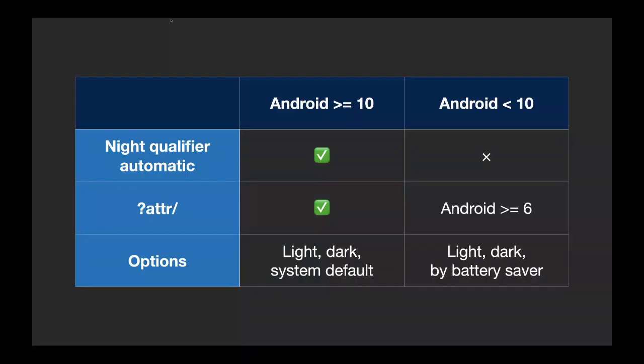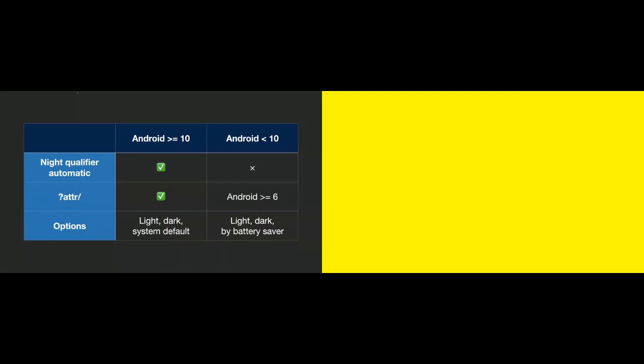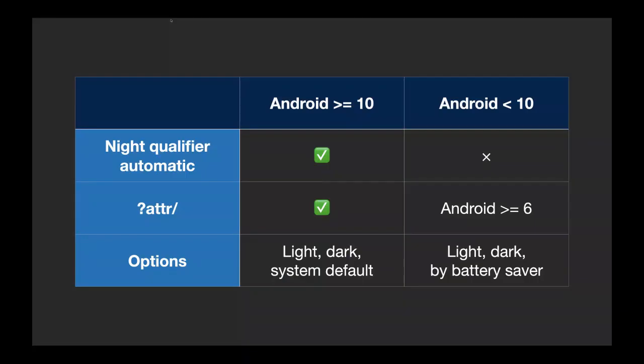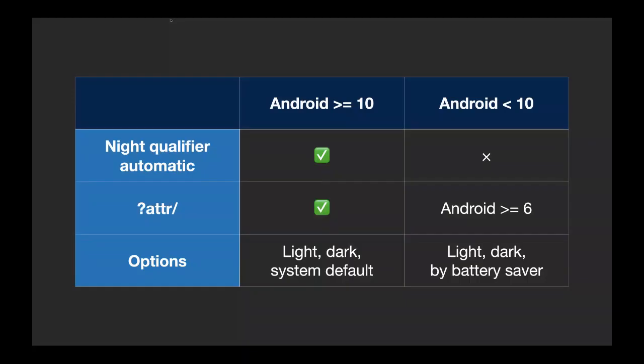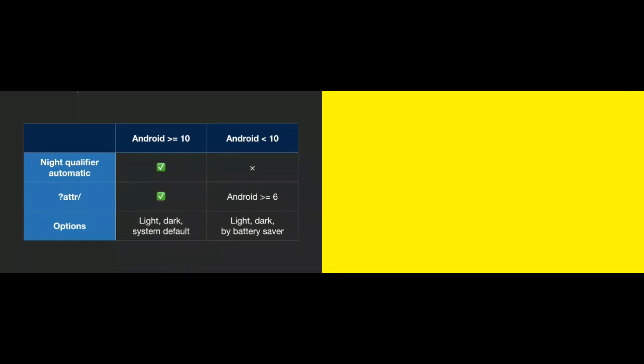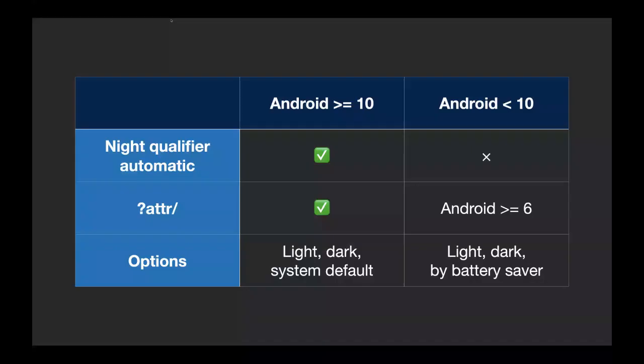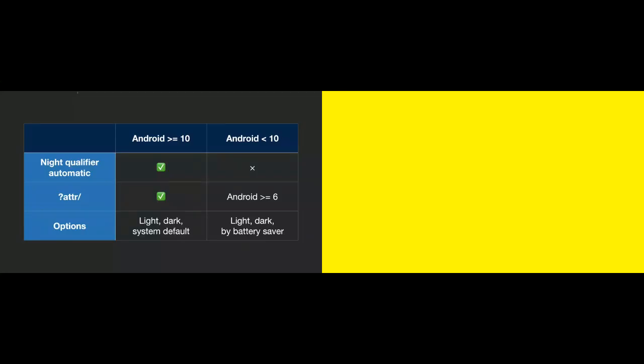Because Android 10 has it built into the system, you can have an option to say I want it dark, I want it light, and I want it to follow the system. But before Android 10, because it was not there, you have light and dark, and then you have this by battery saver. I think some Pixel phones used to follow this. So when battery saver mode was on, it was picking up the night version of your theme. But I don't think that works across all the manufacturers.